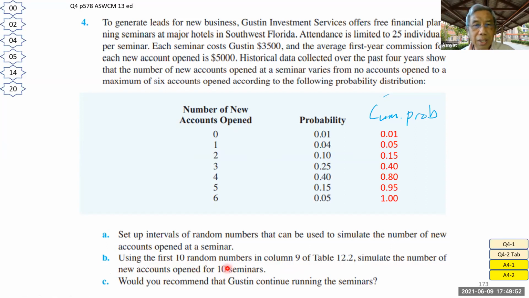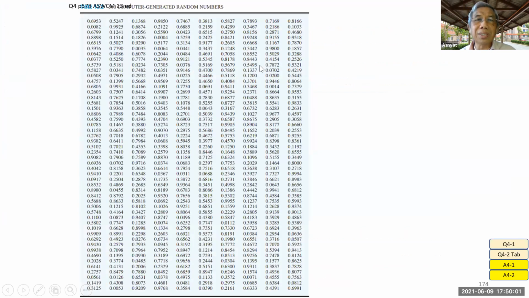Use the first 10 random numbers in column 9. Okay, these are the random numbers. Use the first 10 of column 9. Column 1, column 2, column 3, column 4, column 5. So this is actually the table, column 5, column 6, 7, 8, 9. Then use the first 10 to simulate the 10 seminars.